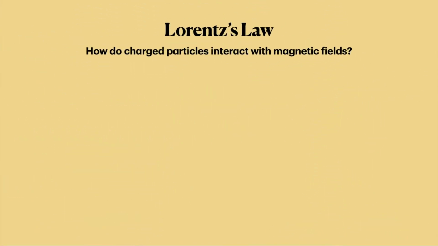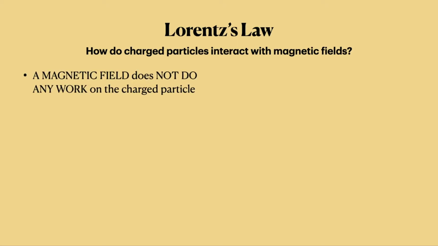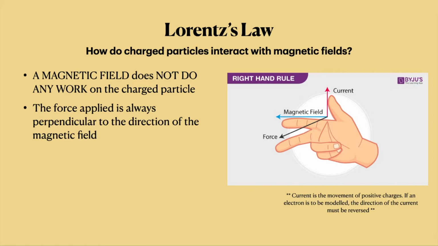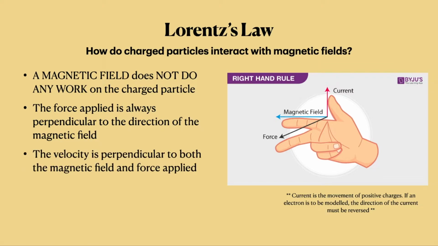Now let's discuss this in more detail. But before we do that, we need to learn a little bit about Lorentz Law. Lorentz Law is about how a magnetic field interacts with charged particles. Basically, anything that has a positive or negative charge interacts with the magnetic field. Now, the interesting thing is a magnetic field never does any work on the charged particle. What I mean by that is the force applied to that particle is always perpendicular to the direction of the magnetic field, and the velocity, basically the change in velocity which is induced, is also perpendicular to both of those previous measurements, as can be seen in the right-hand rule.